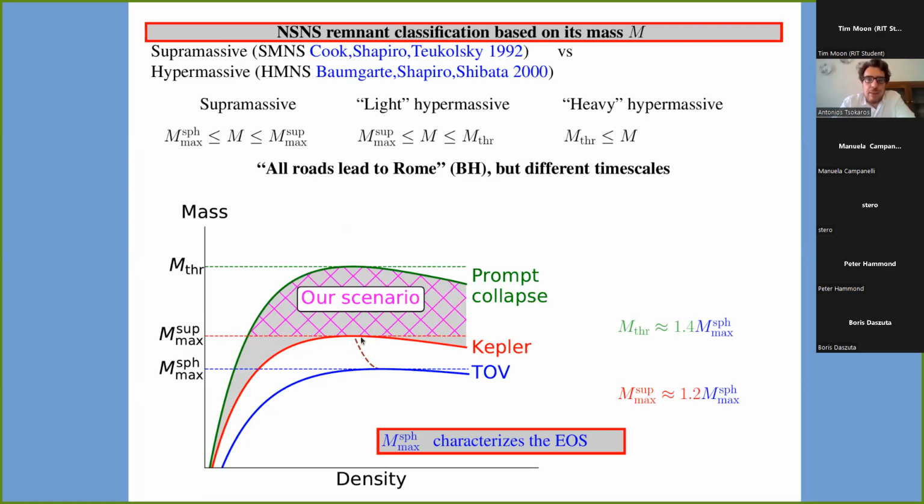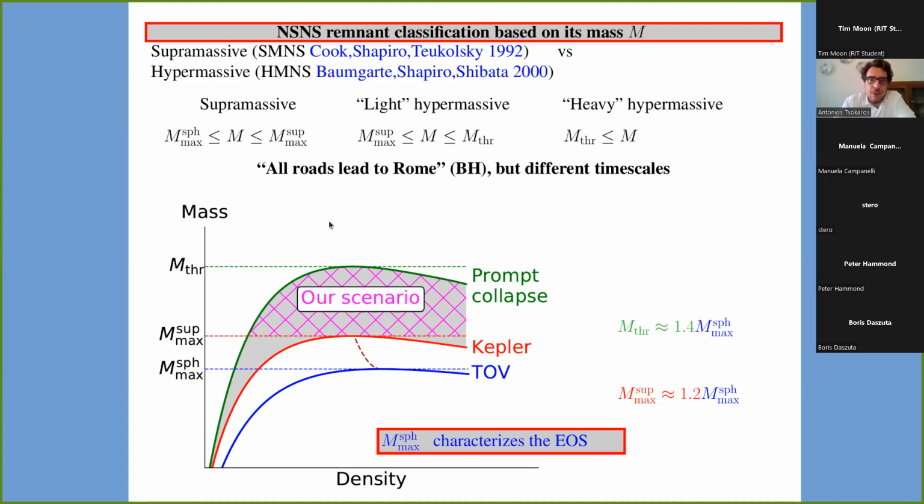Now, this category can be further split into two, what I'm writing here as light and heavy. The light is the one where the mass is between the maximum supermassive and the threshold mass. The threshold mass, you can imagine, is an imaginary mass where two neutron stars, when they touch, immediately collapse into a black hole. And heavy hypermassive is when the mass is above this threshold mass.